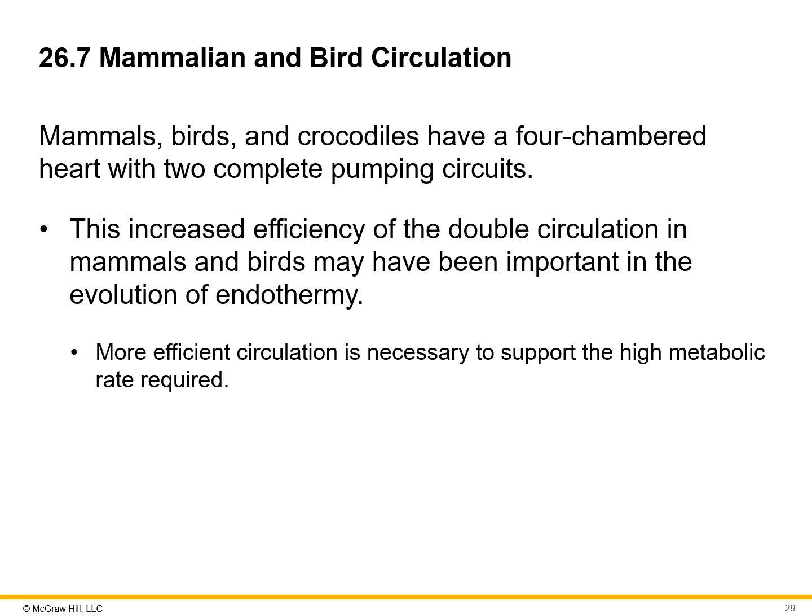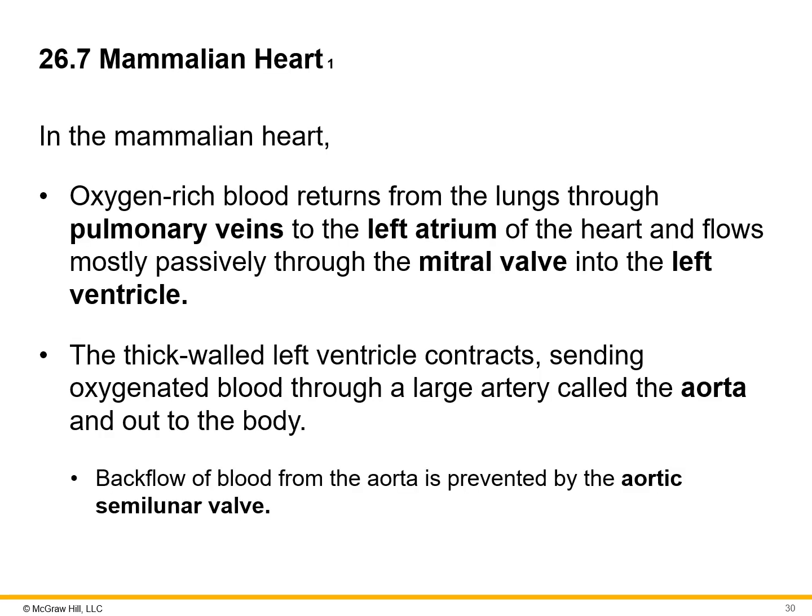If we get into the mammals and the birds, they have a 4-chambered heart with 2 complete pumping circuits. This increases the efficiency of the double circulation in the mammals and the birds, which may have been important for endothermy. They have a more efficient circulation that's necessary for their higher metabolic rate.